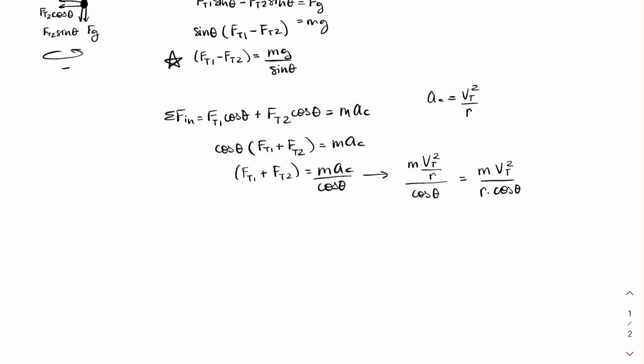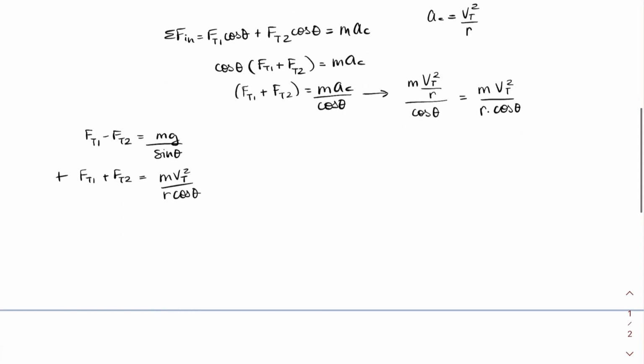Now we can take this, and we can sum both of these equations together. So we can bring this one right here. Force of tension 1 minus force of tension 2 equals mass times gravity over sine of theta. We can bring this one right here, plus force of tension 1 plus force of tension 2 equals this value right here, mass times vt squared over r times cosine of theta. Since this is a minus and this is a plus, these two cancel out, and we're left with 2 times force of tension 1 equals mass times gravity over sine of theta plus mass times tangential velocity squared over r times cosine of theta.